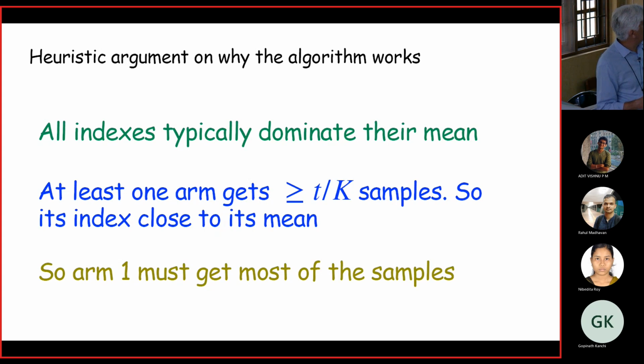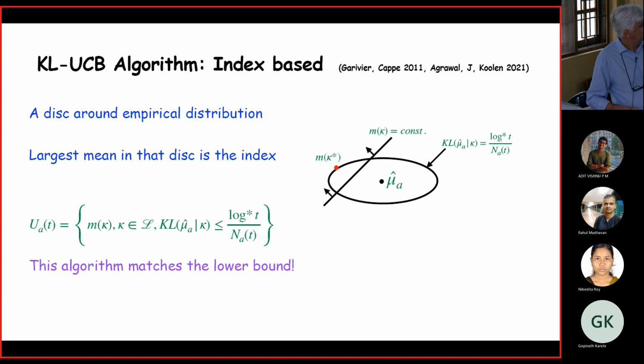Okay, so why heuristic arguments? All indexes typically dominate their mean. Just by definition, the mean is going to be part of this whole ball. So the constant need not be a hyperplane. And just asking, therefore, maybe this was already asked, but identification of this index for MAR.